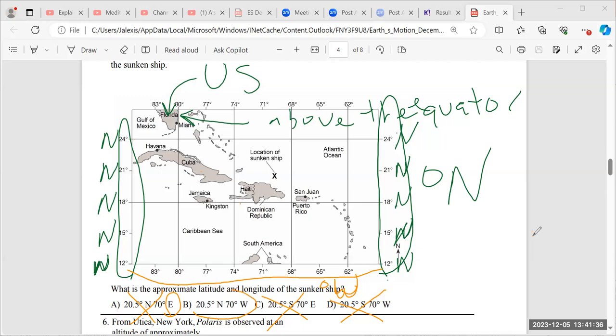So with that being said, our correct answer is going to be choice B. And that makes sense because 20.5 is located around here, right? And 70 degrees west is definitely located around here. All right.